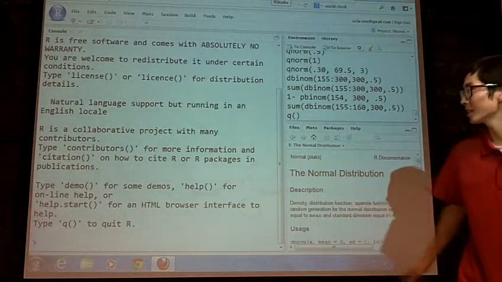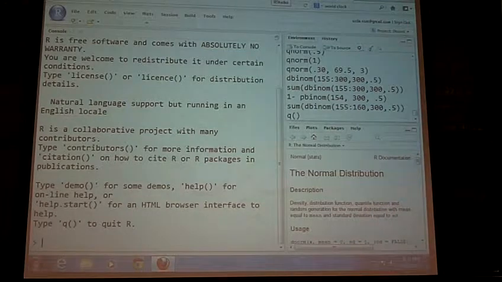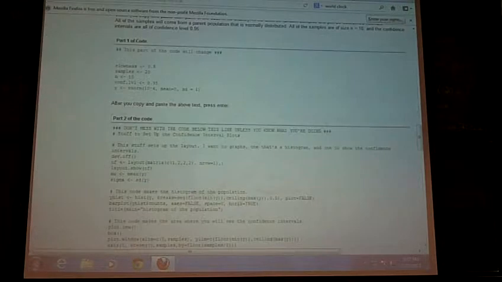Okay, so here I am in RStudio, and I'm going to do a little demo with confidence intervals.